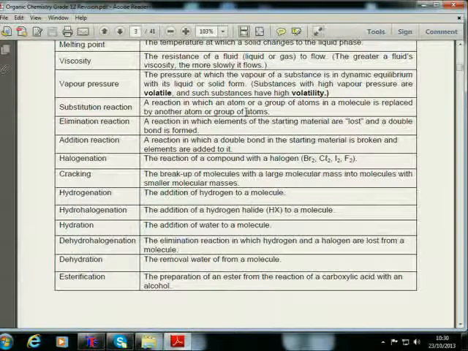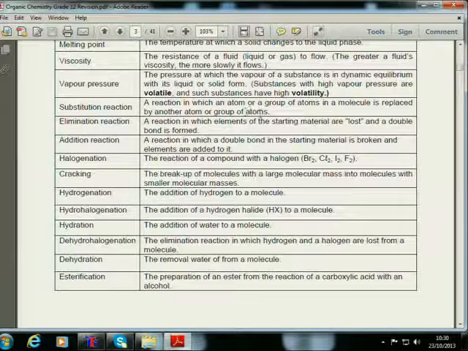And then an elimination reaction is a reaction in which elements of the starting material are lost and a double bond is formed. So in an elimination reaction, in most cases, two elements will be lost, and then a double bond will be formed.